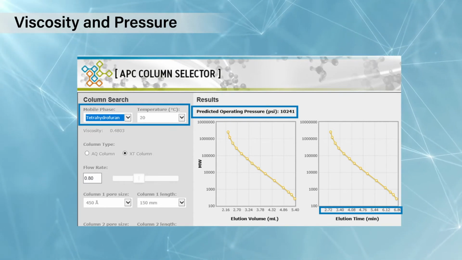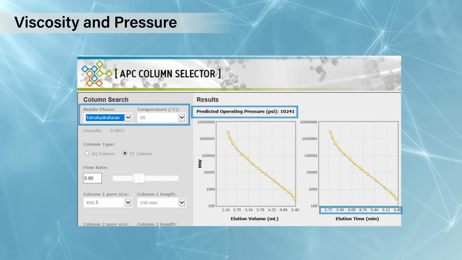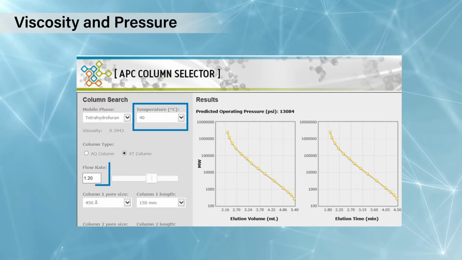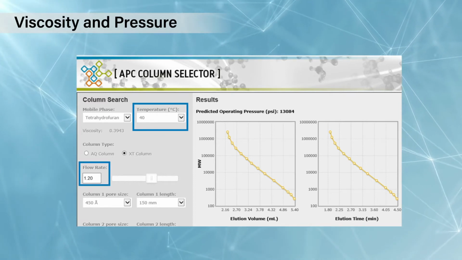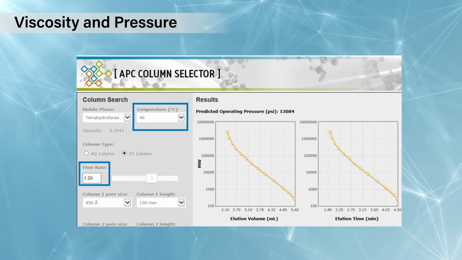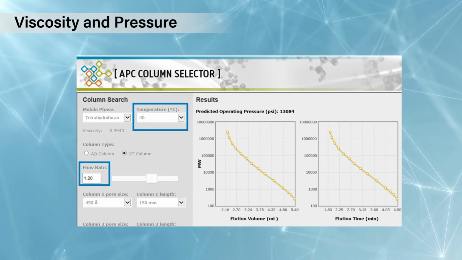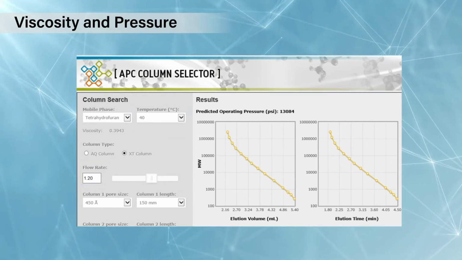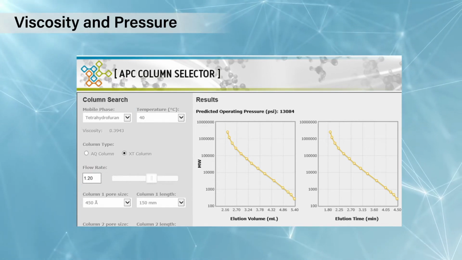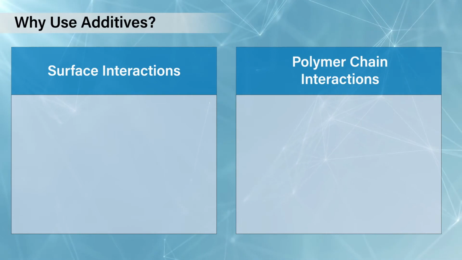So now what we're going to do is change the temperature to 40 degrees, and that, because of the reduction in the pressure, allows us to push up the flow rate. So in this we changed two values: increase the temperature to 40 degrees and increase the flow rate to 1.2 mLs per minute. And this gives us an operating pressure of 13,000 psi, which is within the limits of the APC system, and it brings that run time down to 4.5 minutes. So it's a very powerful tool to work out your method or your column selection before you actually set up your system.